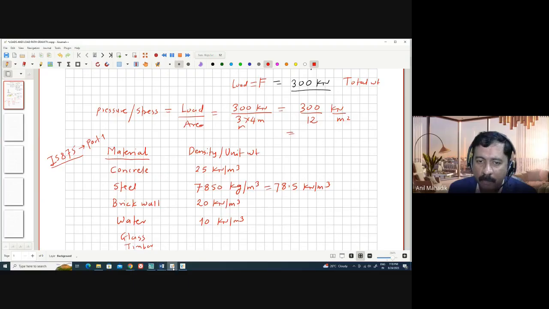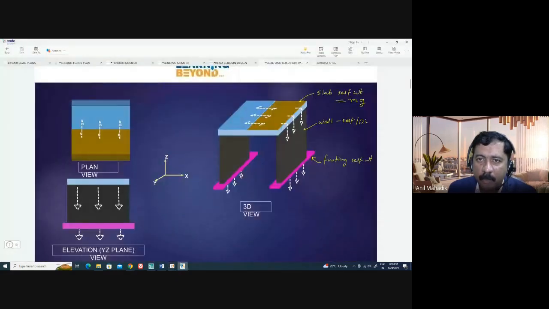is load path. So if you look at this problem, now what is the self weight? Let's say you are having slab thickness as 0.12 meters. Brick wall thickness, let's say 0.15 meter.